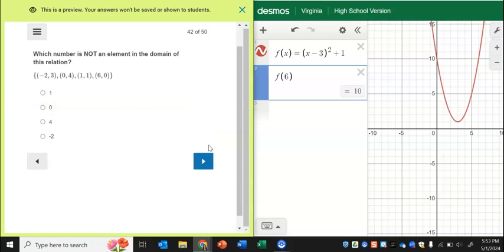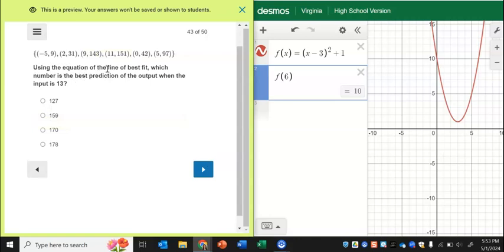Next question. Which number is not an element in the domain of this relation? So the domain is -2, 0, 1, and 6. 1 is in the domain right there. 0 is also in the domain. 4 is not in the domain. That's what it's asking you. Okay? And -2 is in the domain. That's about it for that one.